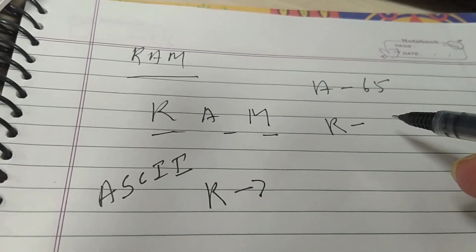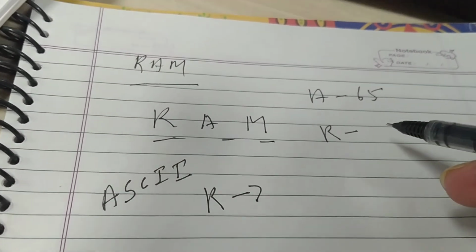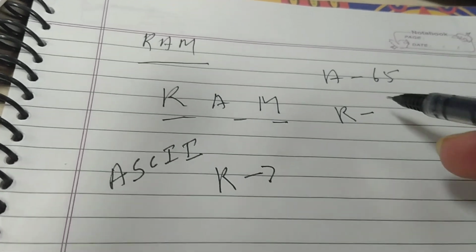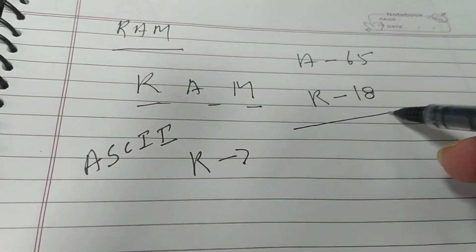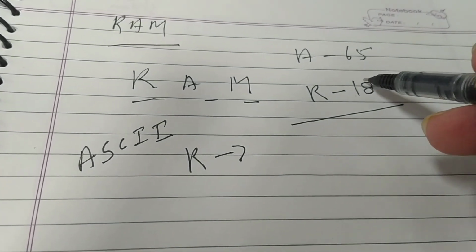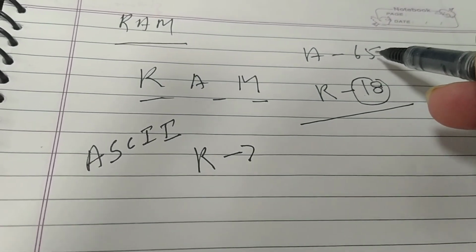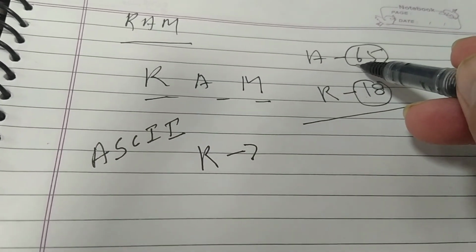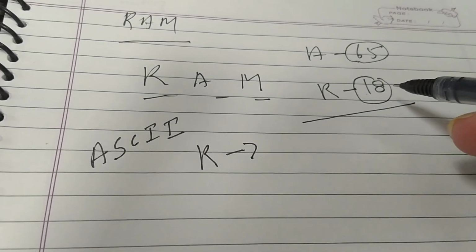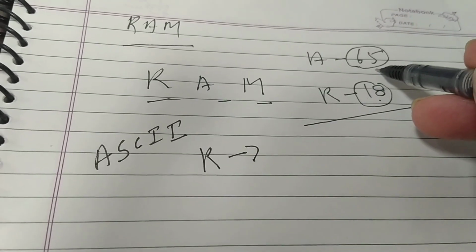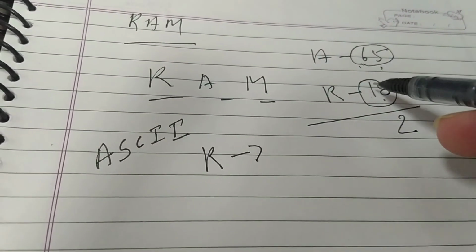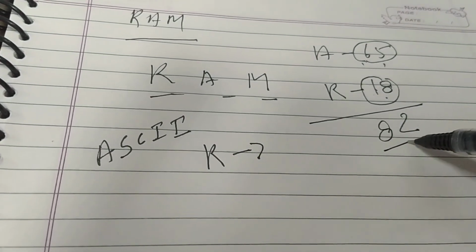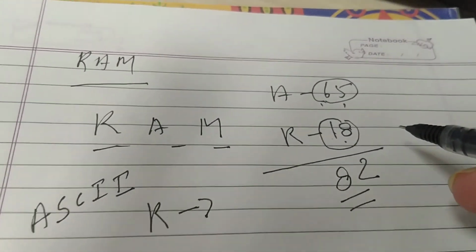N 14, O 15, P 16, Q 17, R 18, means R is on the 18th place. Because R is placed on 18 and A placed on 1, we have to subtract 1 there. So 64 plus 18, 82. On 82 we have R.